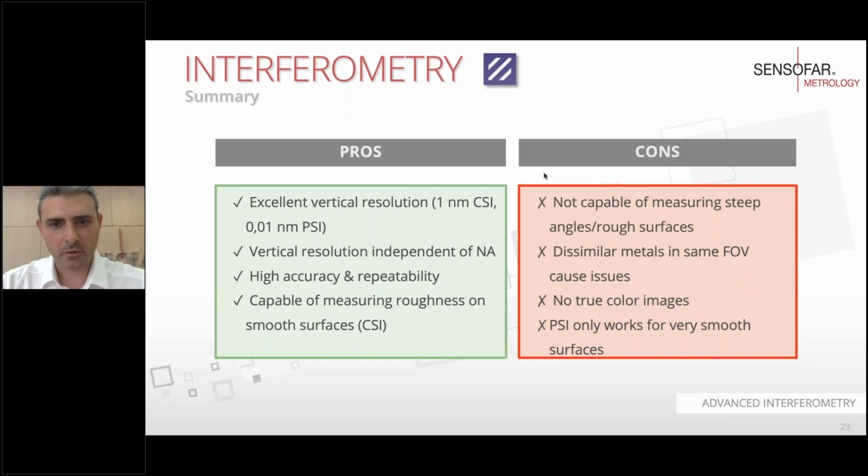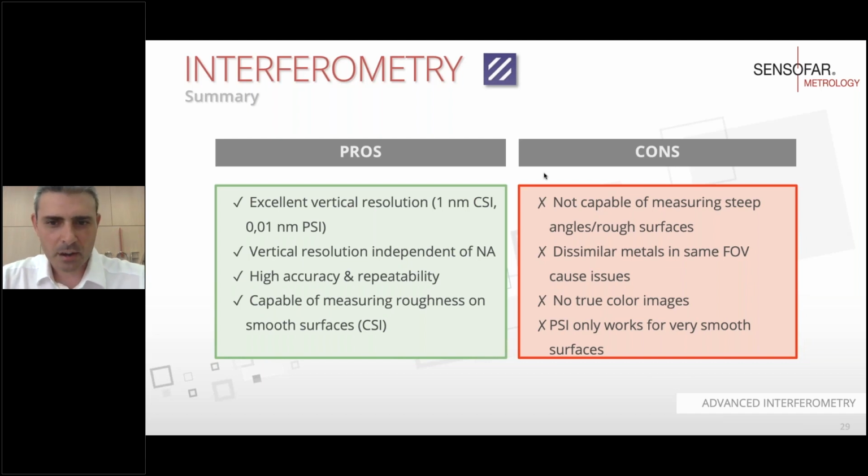What's the problem with interferometry? The problem is that if you have too much roughness on the surface, or too many steep angles on the surface, there is no way to see any signal that can be used to retrieve this envelope information and retrieve the Z position of every pixel.